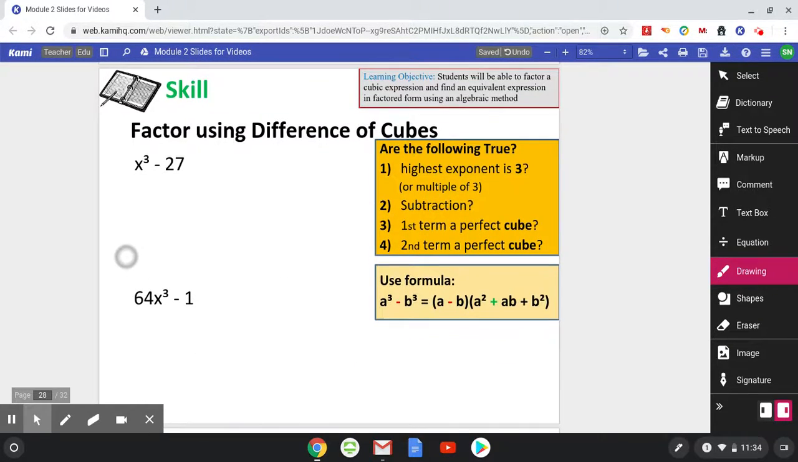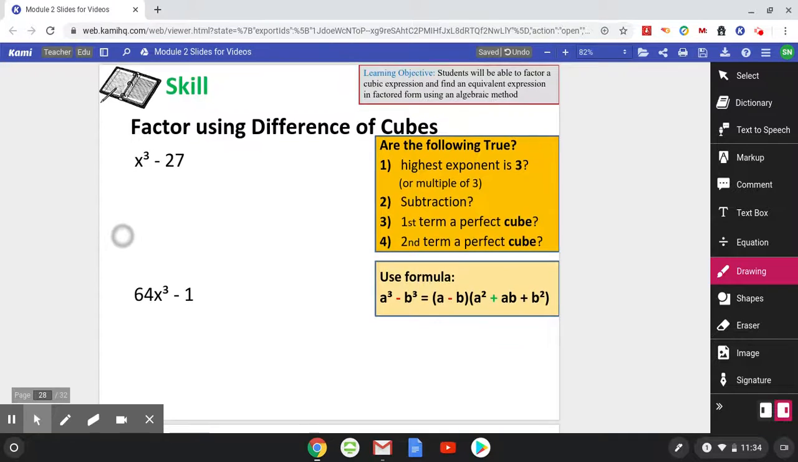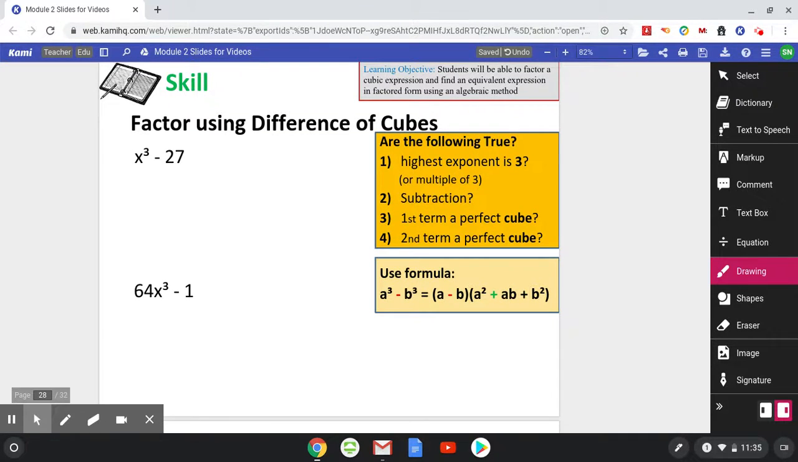Okay, we're going to be looking at factoring using the difference of cubes. We will make the problem look like the formula down here. Once the problem looks like that, we are done. So there are 4 steps in order for us to be able to use the formula at the bottom. Step number 1 is the highest exponent is 3 or a multiple of 3 on the variable. So there it is. We have an exponent of 3. We have a check for the first step. Do we have a subtraction sign? We do. Check for the next one.